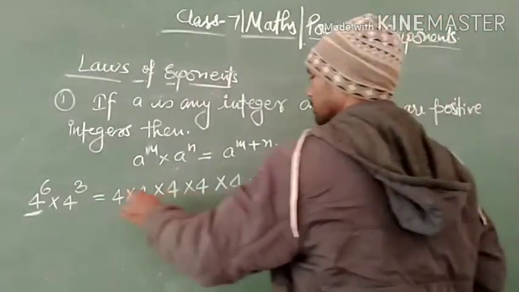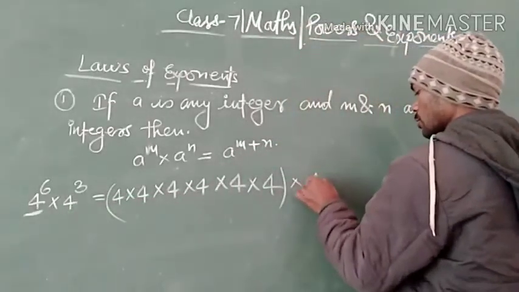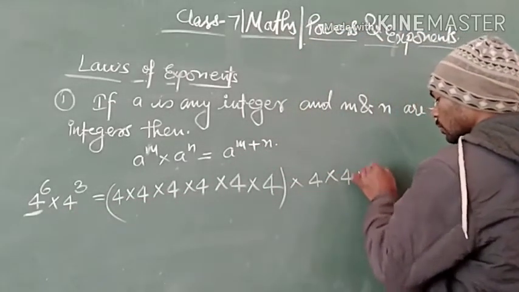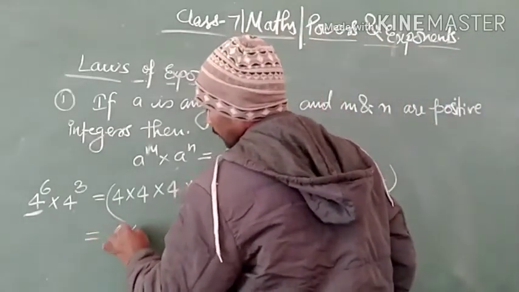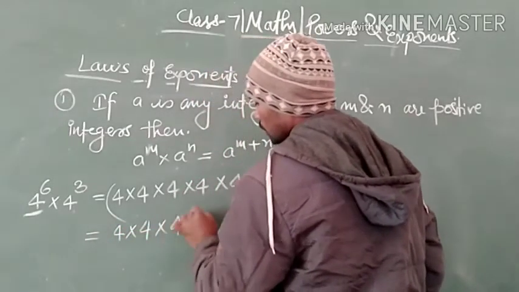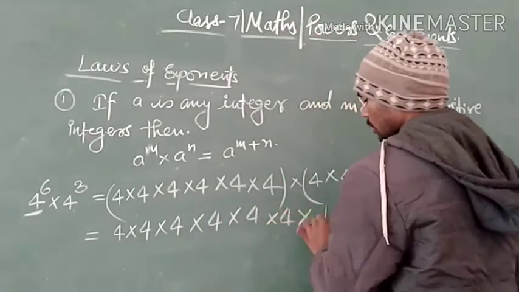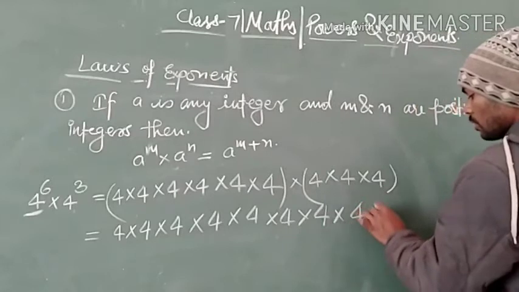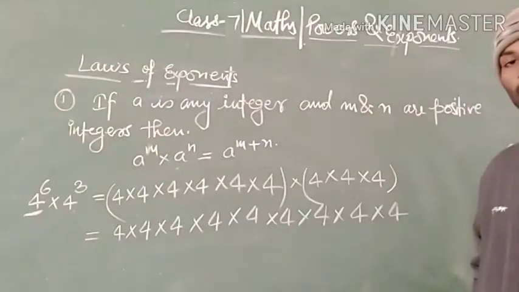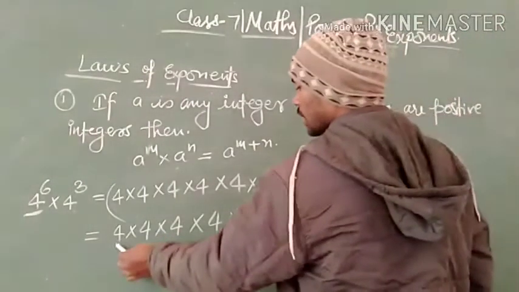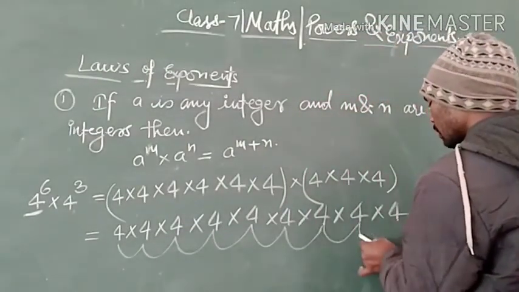In the next step, we can write 4 cube as 4 into 4 into 4. So it may also be written as 4 into 4 into 4 into 4 into 4 into 4 into 4 into 4 into 4, just removing the brackets. Now here we can see that 4 is multiplied by itself 9 times.